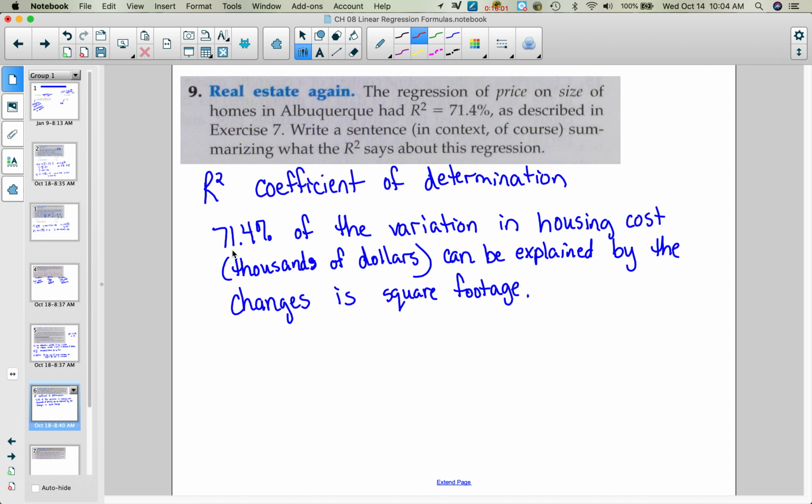So again, r squared, you put the r squared value here, of the variation in response variable goes here, can be explained by the changes in explanatory variable. So almost like a little fill in the blank. Notice now, do you have to use the word variation and changes? What if you said 71.4% of the changes? I use two different words, just makes it sound a little better. But this is the idea that you need to convey for r squared.